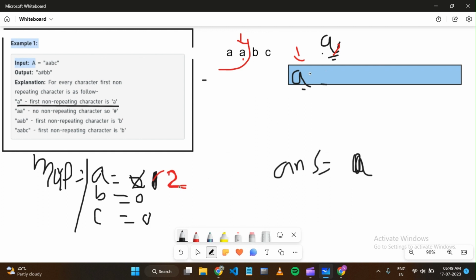Okay, so what is the element in the queue? A. What is the frequency of A? The frequency of A is 2. So what will we do? We will pop the element. Okay, we have popped our element. So now the queue is empty.